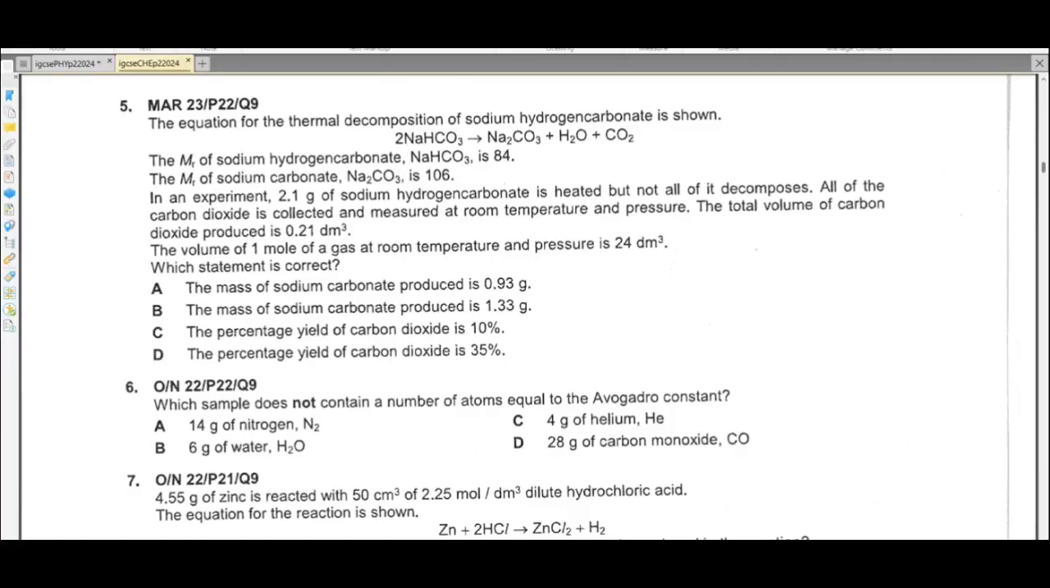Moving on to question number 5. The equation for the thermal decomposition of sodium hydrogen carbonate is shown. The MR of sodium hydrogen carbonate is 84. The MR of sodium carbonate is 106. In an experiment, 2.1 grams of sodium hydrogen carbonate is heated, but not all of it decomposes. All of the carbon dioxide is collected and measured at room temperature and pressure. The total volume of carbon dioxide produced is 0.21 decimeter cubes. The volume of 1 mole of gas at room temperature and pressure is 24 decimeter cubes, and you know that I've just told you before as well.